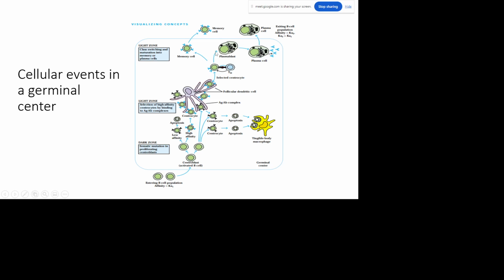The plasma B cells will secrete the antibody, and the memory B cells will not secrete the antibody, but they will keep the information of the immunoglobulin gene which has the best fit with that particular antigen. So that's how the B cell can be differentiated into a plasma B cell and memory B cell, and that's how the B cells showing high affinity are selected here. So that's how the cellular events in a germinal center take place. Any doubt here?